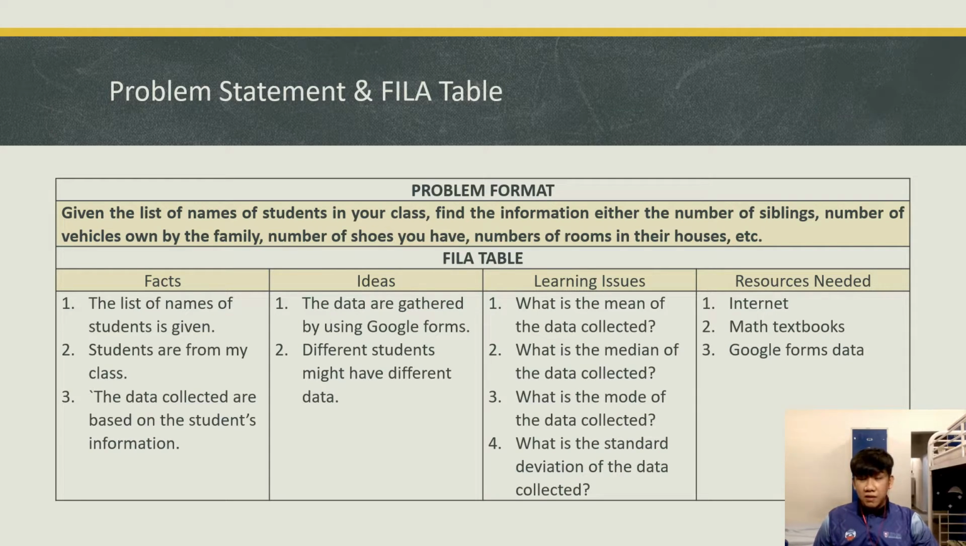For the FILO table, FILO stands for facts, ideas, learning issues, and actions. We've built the table by using the FILO rules. So for the first column, the facts: number 1, the list of names of students is given. Number 2, the students are from my class. Number 3, the data collected are based on the students' information.